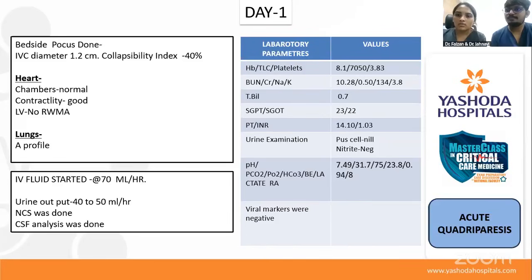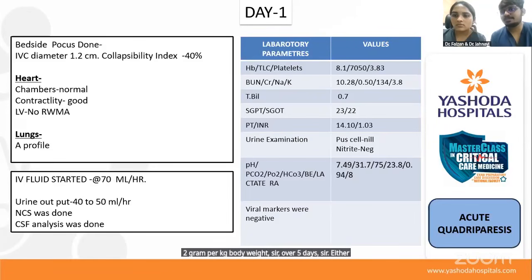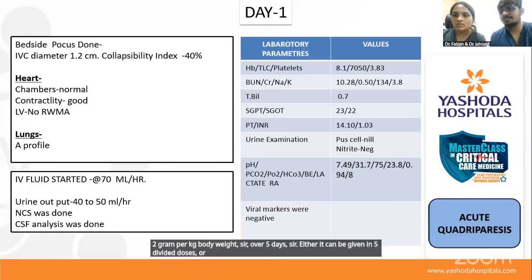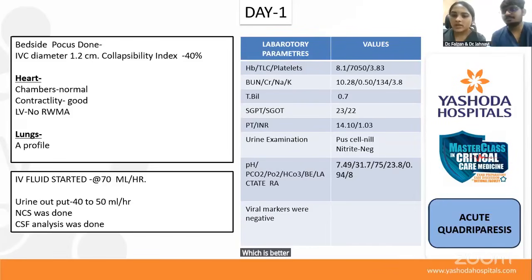Next, what is the dose? 0.4 gram per kg body weight, sir, per day, for 5 days. Total dose? 2 gram per kg body weight, sir, over 5 days. Either it can be given in 5 divided doses, or some school of thought says that it can be divided over 2 days. Which is better? Giving it over 5 days would be better, sir.